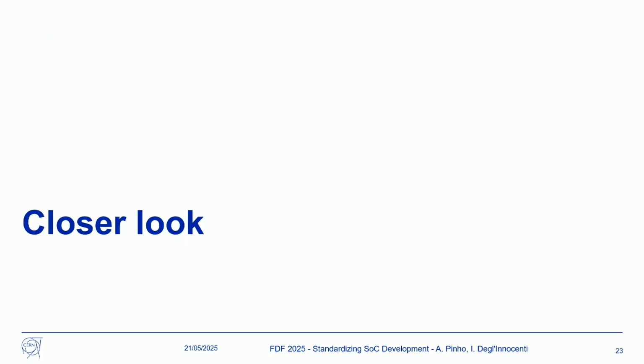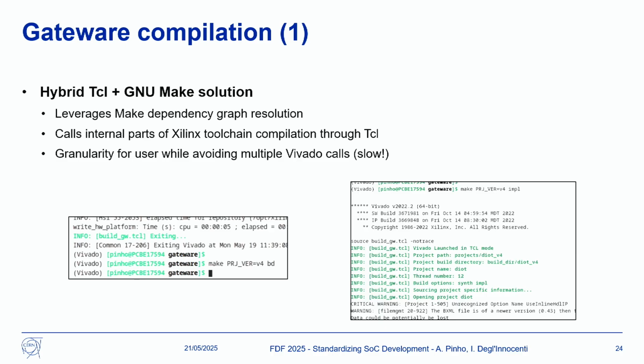So let's have a closer look into some of the features that I find interesting in the build system. For example, for gateware compilation, we have a mixed solution between the make system and Tcl. If you want to make a traditional make solution and build your project in an incremental fashion, you have to create a project, build the block design, synthesize, implement, and generate the XSA. If you have a rule for each one of them and you call Vivado, you're going to have a lot of overhead, because Vivado has to open and close the projects. All of this grants a significant overhead.